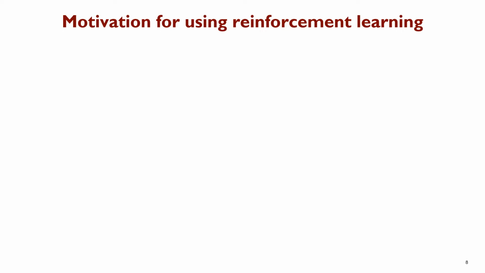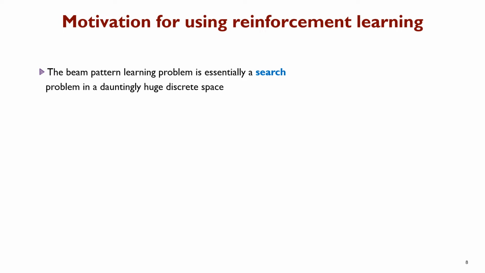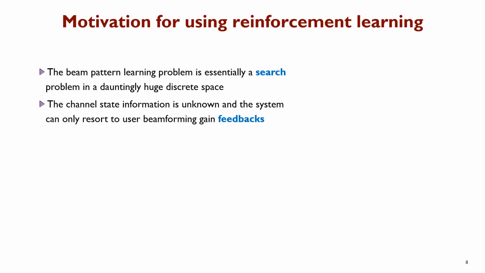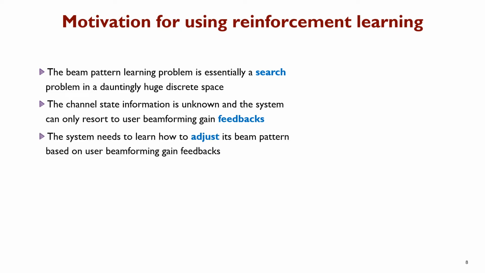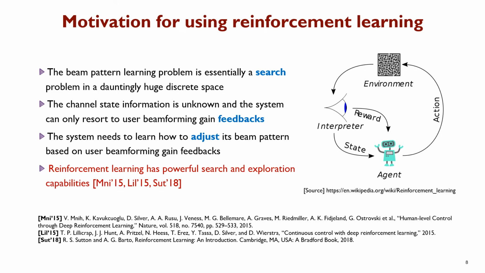When we see the problem in detail, it is actually pretty similar to that of reinforcement learning. First, the beam pattern learning problem is essentially a search problem in a huge discrete space. Second, the channel state information is unknown and the system can only resort to user beamforming gain feedbacks to know how good its current performance is. And third, the system needs to learn how to adjust its beam pattern based on user beamforming gain feedbacks.